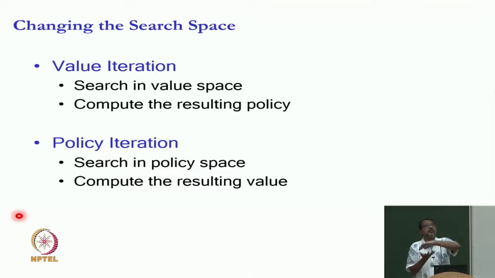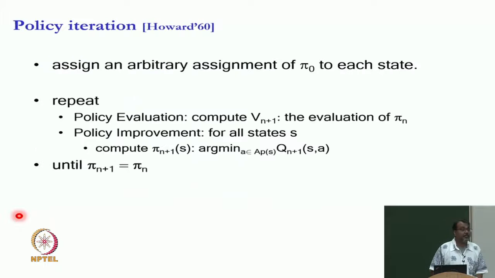So, why do we not flip it around? Instead of moving in the value space, let us move in the policy space. Then we may have to move a smaller number of times, hopefully, and we will be able to get to our optimal policy sooner. That is the hope. So, instead of computing the resulting policy from a given value function, let us compute the resulting value from the given policy. This algorithm is due to Howard, going back to the 60s, and is called the policy iteration algorithm.